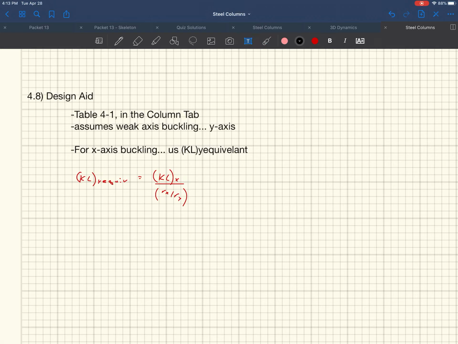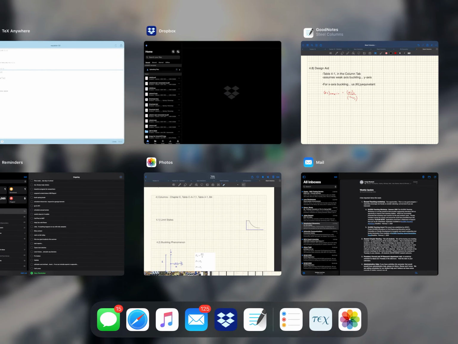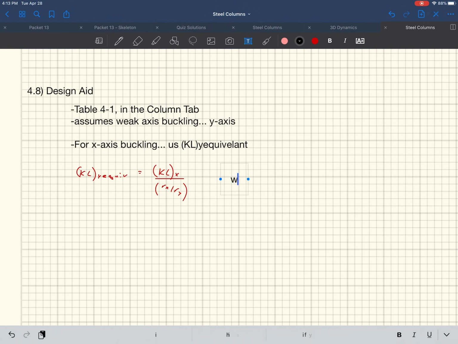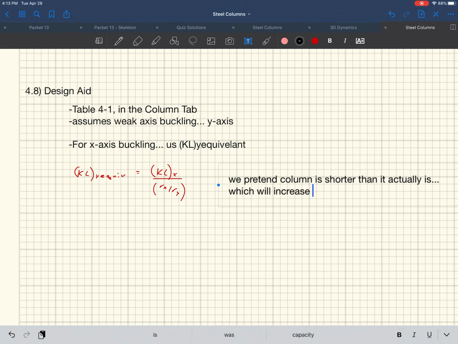We pretend the column is shorter than it actually is, which will increase its capacity.